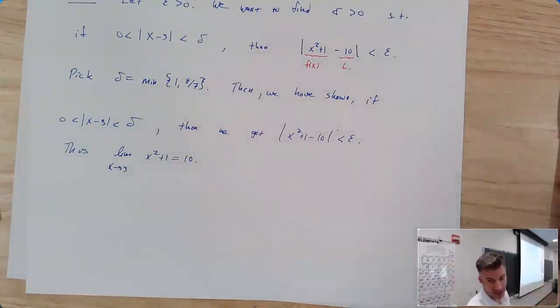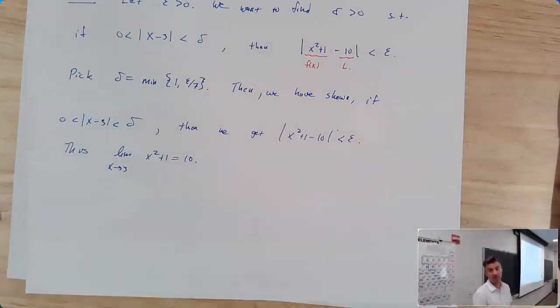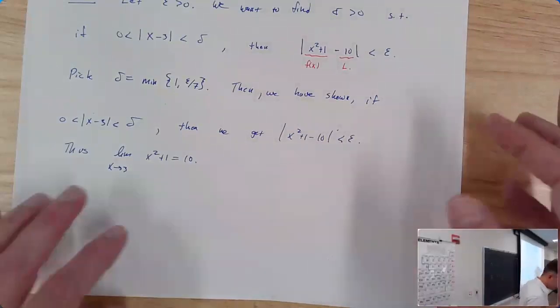I would say times the 7 in your middle inequality there. It should be the absolute value of x minus 3 times 7. Not actually. I'll address that in a minute.